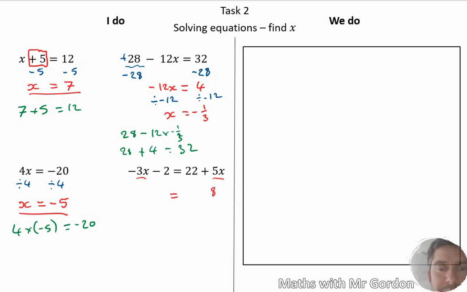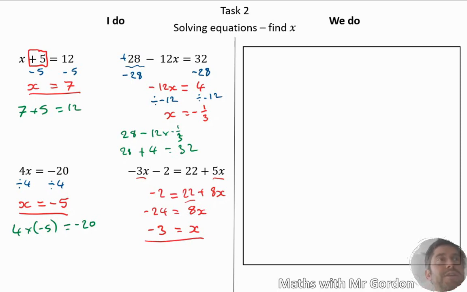So that 5x here is going to become 8x. And we've got no x's left on that side. So we've got minus 2 equals 22, add 8x. I want to get the 8x by itself, so we're going to have to deal with this 22 next. We're going to take it away from both sides, which gives us negative 24 equals 8x. Now we're going to divide both sides by 8. Leaves us with x. 24 divided by 8 is 3, negative 3. So here x equals negative 3.